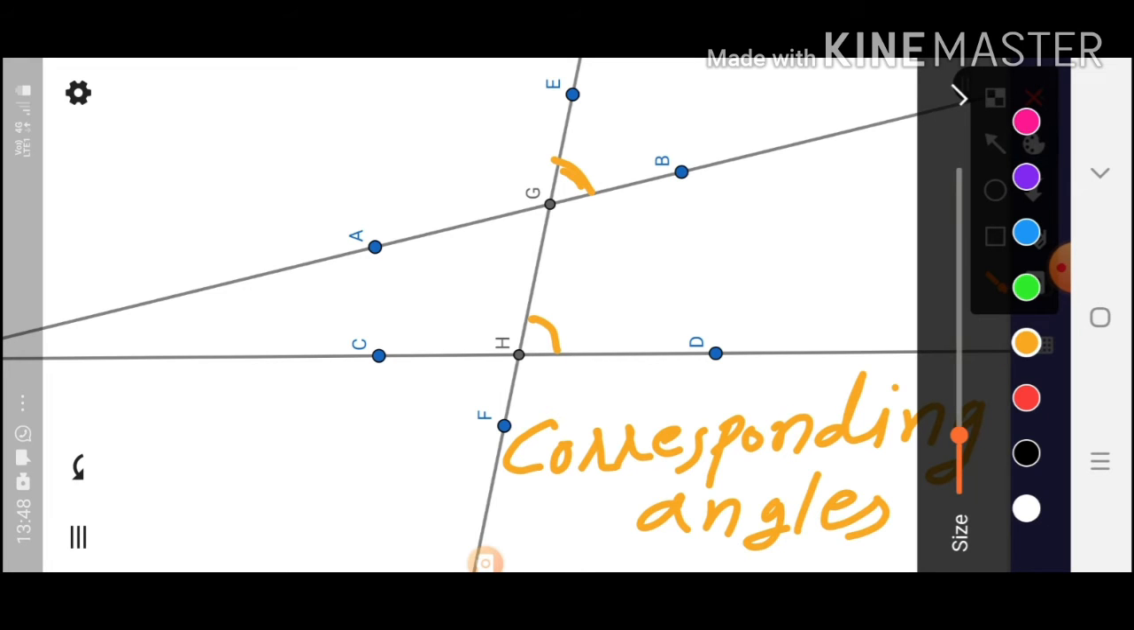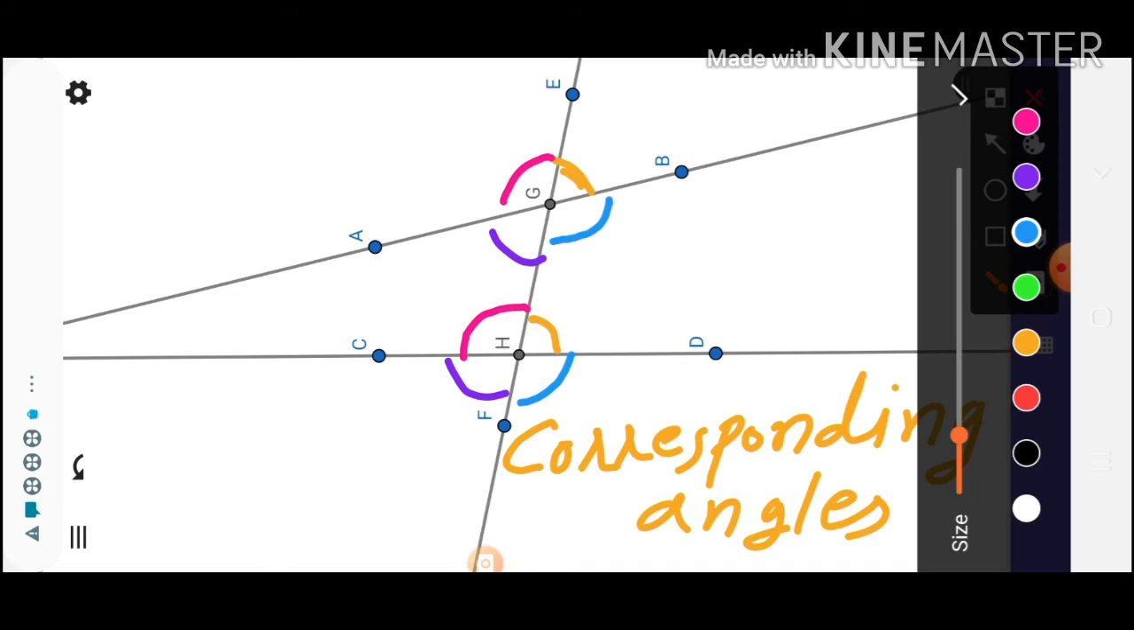Let us see. Now angle AGE, and angle CHG. This is another pair of corresponding angles. Angle AGH and angle CHF. This is another pair of corresponding angles. And angle DGH and angle DHF. These are also corresponding angles. In all, we get four pairs of corresponding angles.